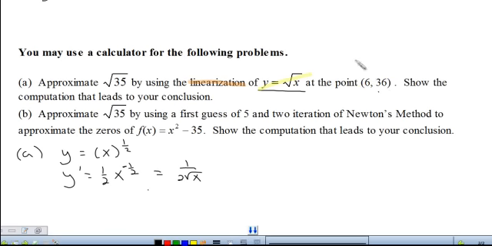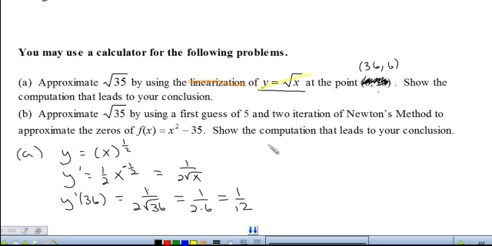So before I substitute, remember that I told you to change this. It should be 36 comma 6, not 636. So if I substitute 36, I'm going to get 1 over 2 square root of 36, which is 1 over 2 times 6, or 1/12. So then, once I have my slope, remember this is the slope of your tangent line, I have to use point slope form to find the equation of my line.